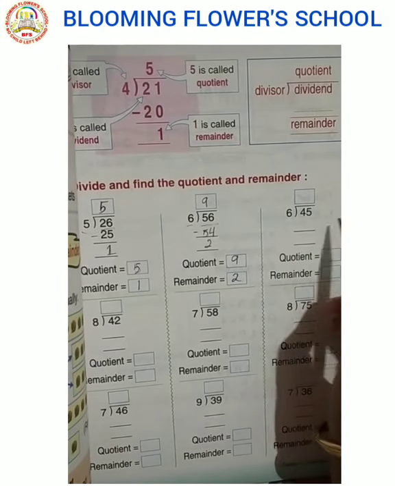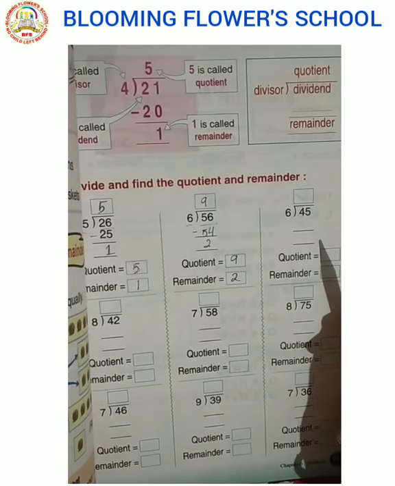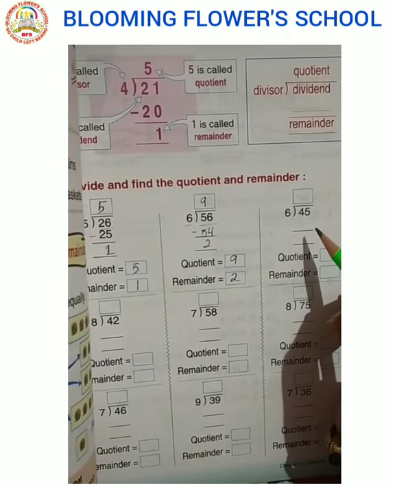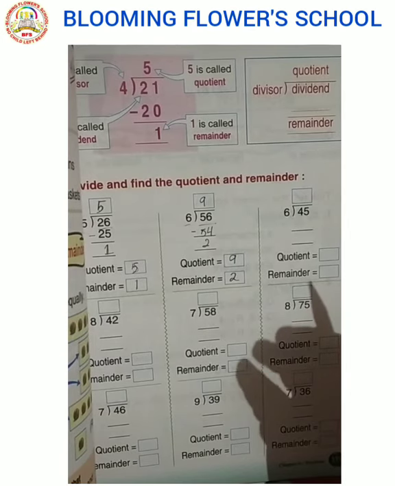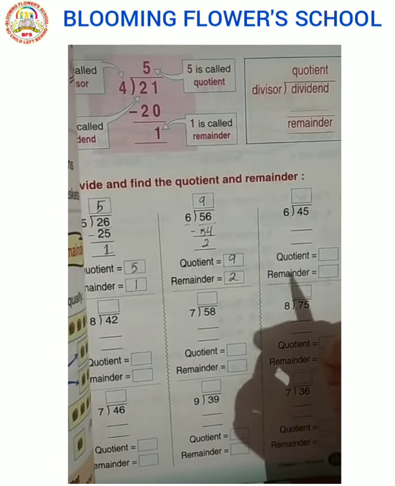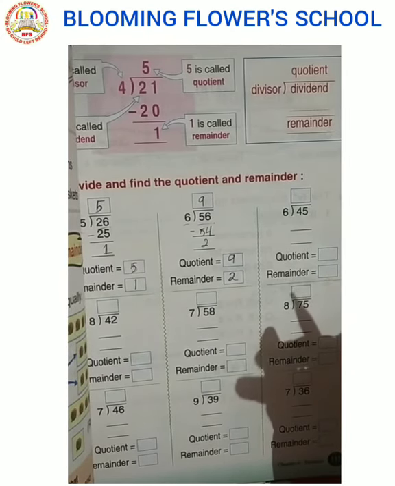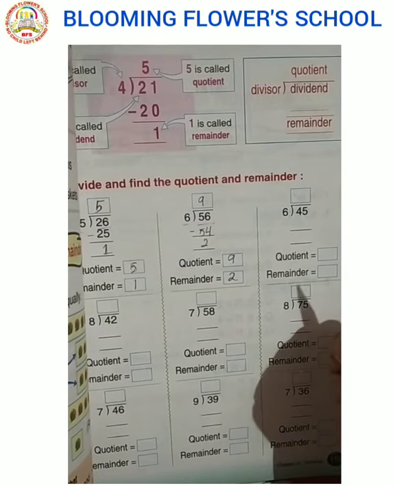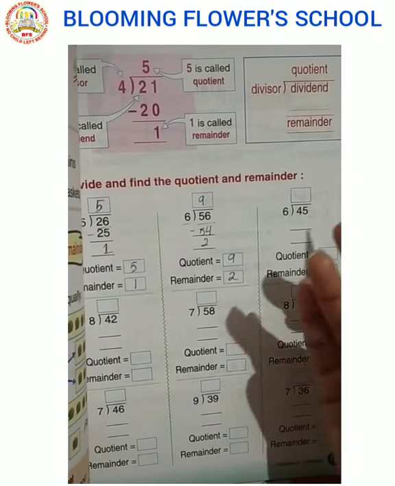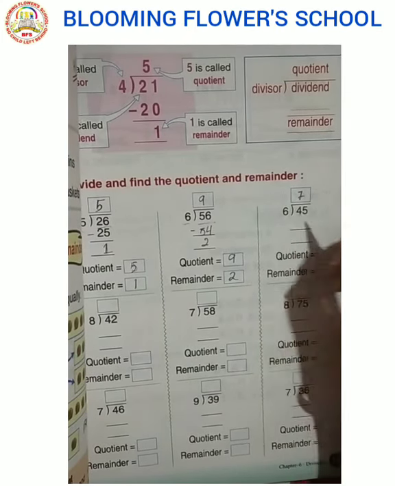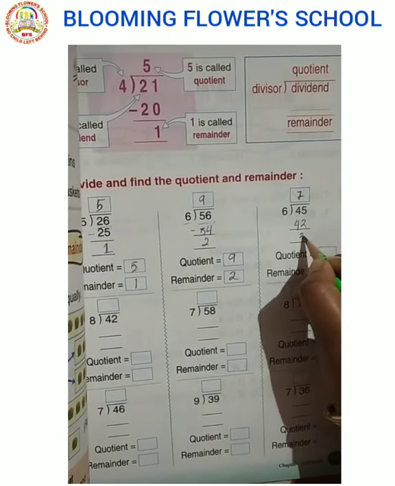Now next one. Next one is 45. So how will we find it? Let's go for the 6 tables again. 6 ones are 6, 6 twos are 12, 6 threes are 18, 6 fours are 24, 6 fives are 30, 6 sixes are 36, 6 sevens are 42, 6 eights are 48. 48 is more than 45, so we go with 6 sevens, which is 42. So from 45, if 42 is subtracted, the answer is 3.